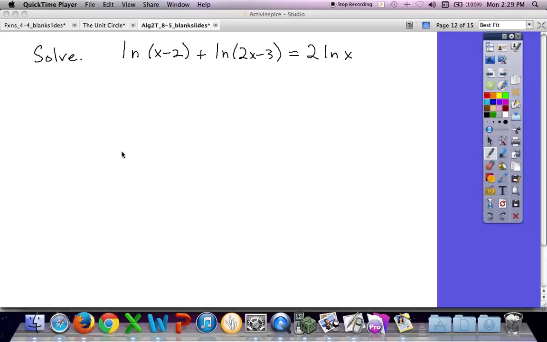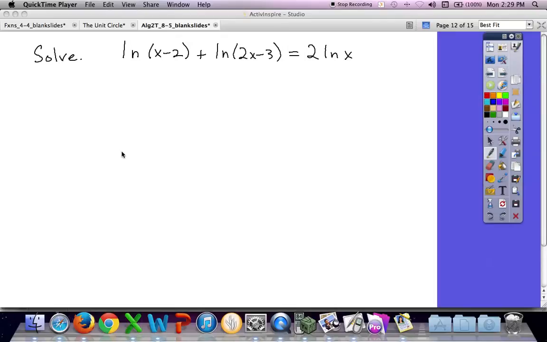It is weird, right? 2 ln. These are all ln. So here's the thing: now we've got 3 logarithms. So what are you going to need to do? Yeah, you're going to need to use some of the properties that we learned.